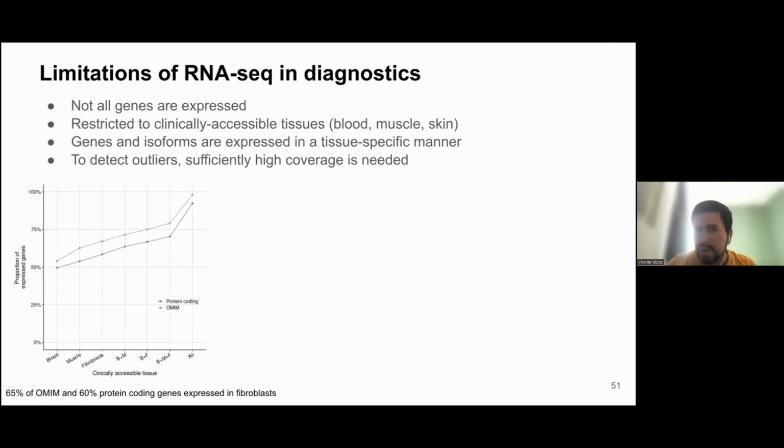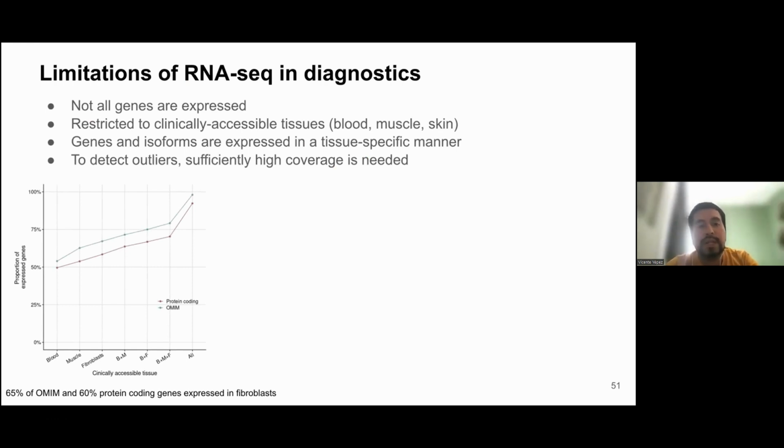But not all is perfect with RNA-seq. It's not 100% effective. We saw from the studies that it just uplifts the diagnostic rate by 8 to 35%. And why is that? Well, first of all, not all genes are expressed. So here we see all protein coding and OMIM genes. Depending on which tissue you take, you get around 60-70% of the genes expressed. And that means you cannot test the remaining 30-40%. You're completely blind to that.